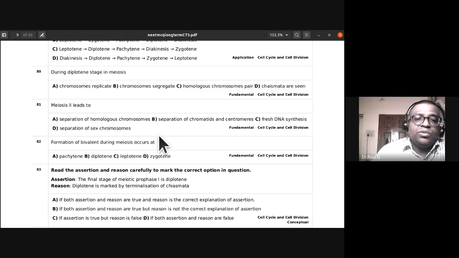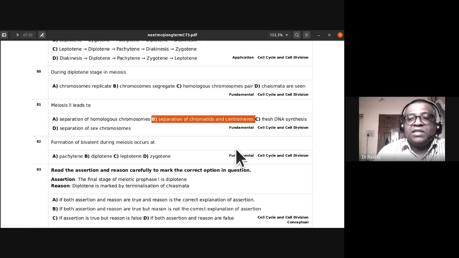What does meiosis 2 lead to? Is it separation of homologous chromosomes, or separation of chromatids and centromere? The answer is separation of chromatids and centromeres. So the dyad breaks down into single chromatids, sister chromatids, they get separated by the splitting up of centromere. Separation of sister chromatids and centromeres takes place in meiosis 2. Meiosis 2 is also called haploid mitosis, mitosis in haploid cells. That is why it is called meiosis 2. Okay.